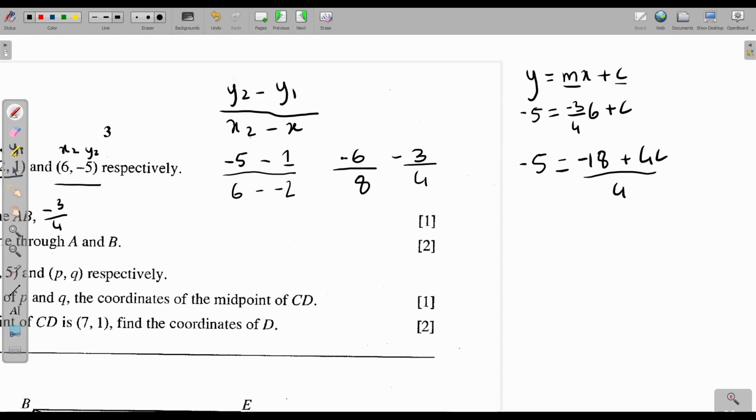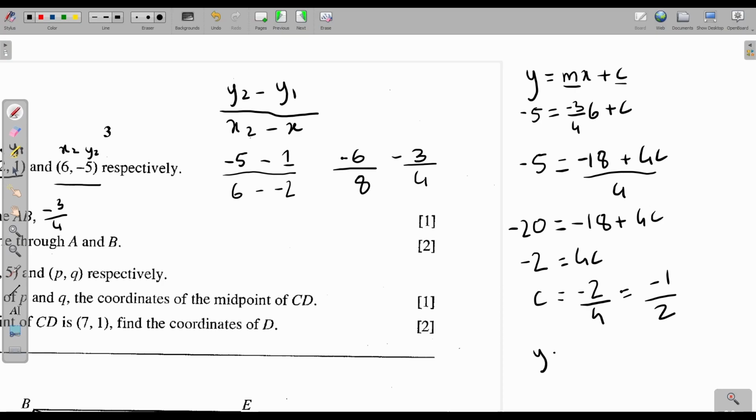Now if I multiply both sides by 4, I get minus 20 is equal to minus 18 plus 4c. And now I can add 18 to both sides. If I add 18 here, I get minus 2, and if I add 18 here, I get 0. So minus 2 is equal to 4c, which means c is equal to minus 2 over 4, or minus 1 over 2. So our equation would then be y is equal to minus 3 over 4 x minus 1 over 2.